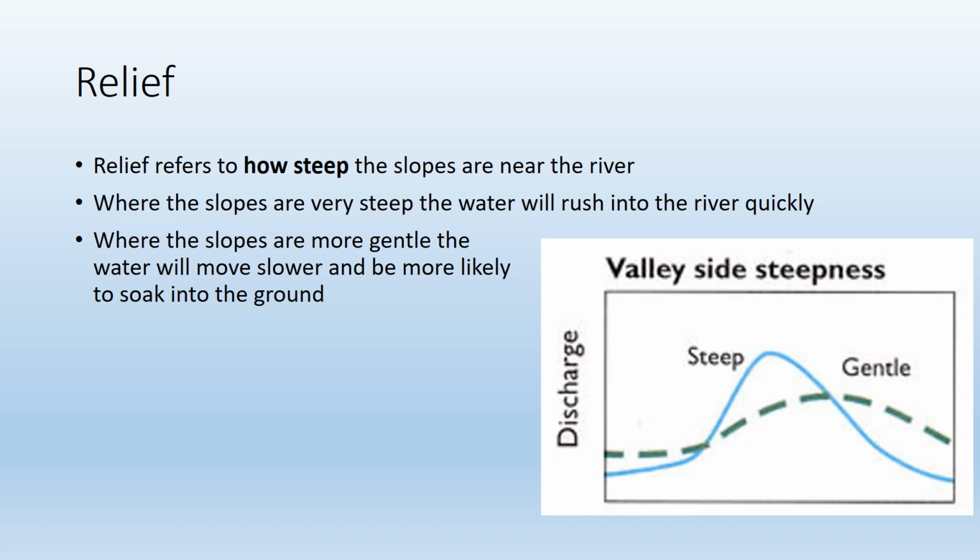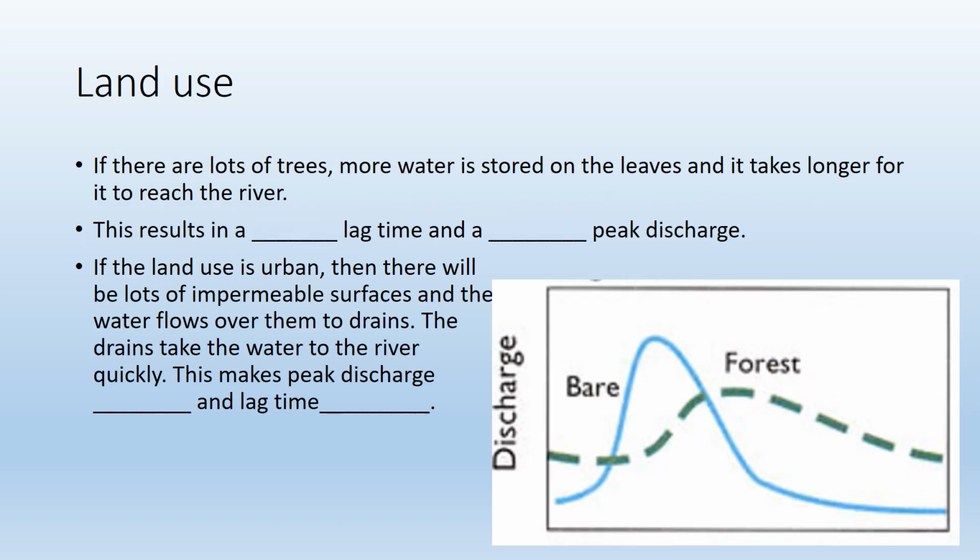It's more likely to soak into the ground, so it's going to have a longer lag time, and therefore the peak discharge, the highest point, is much lower and later. So the river is much less likely to flood in areas of gentle slopes. Okay, so next one is our land use.